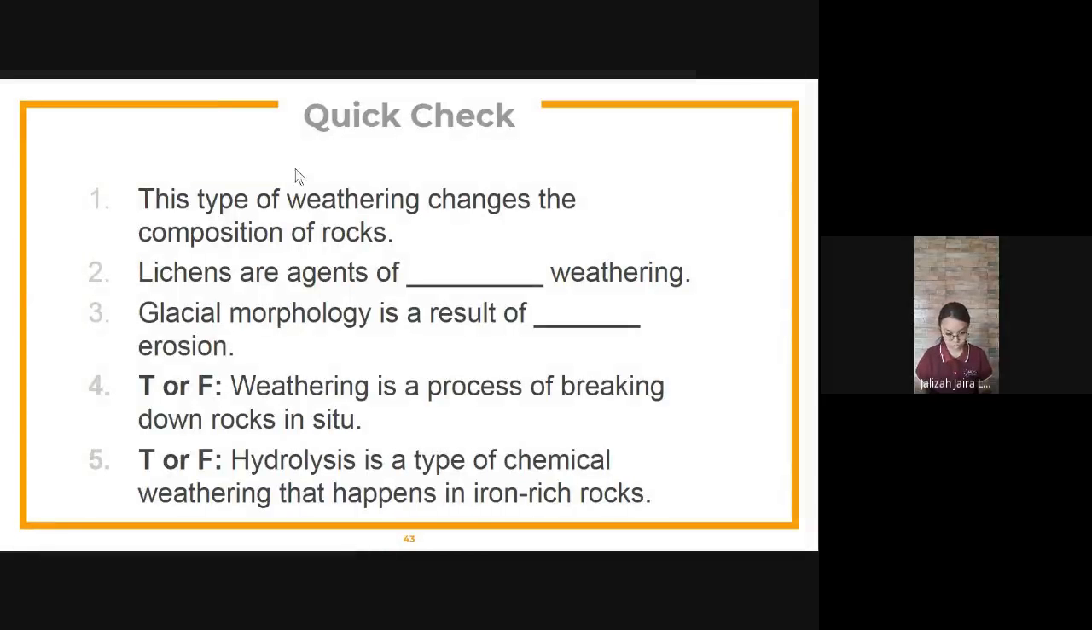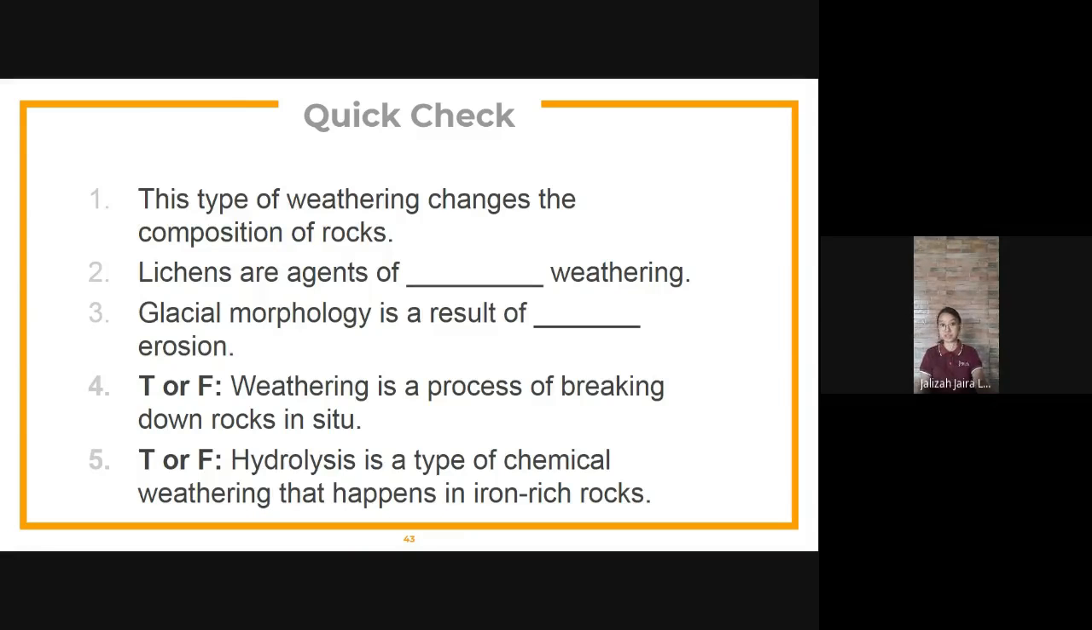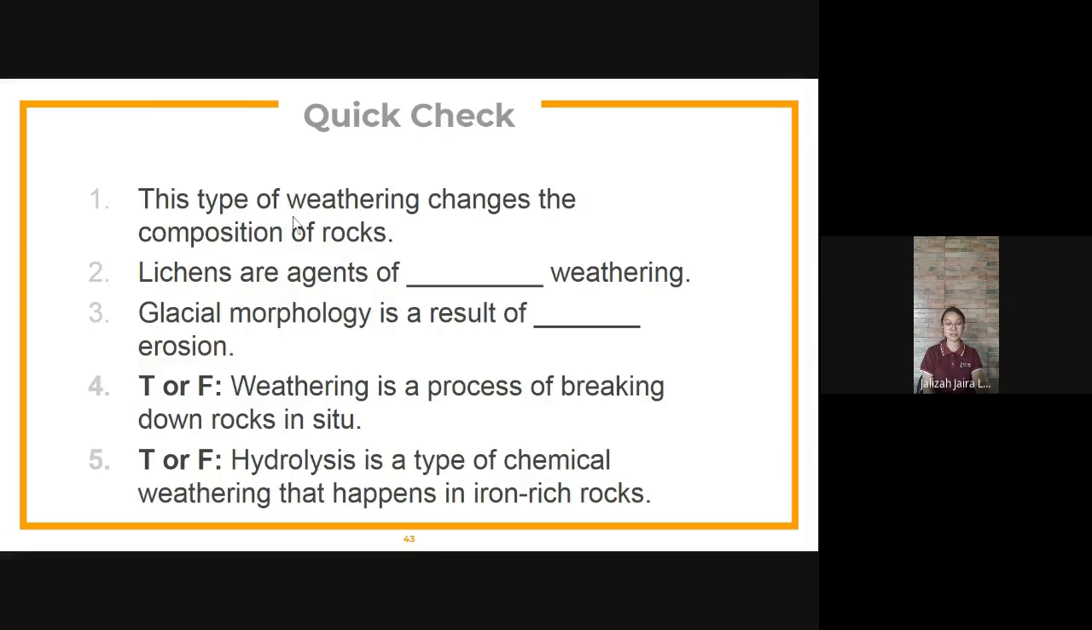So, if you want to answer the quick check for this particular video, you can feel free to do so. It's also in the PowerPoint presentation. Although, just be keen on the following wordings, okay? So, we can actually answer them together right now. So for number one, the type of weathering that changes the composition of rocks. So it's your chemical weathering.